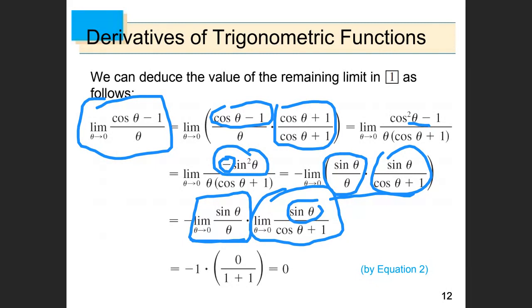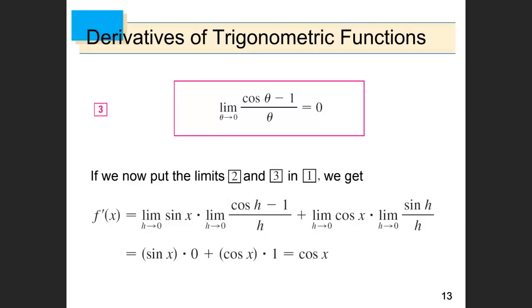0 over 1 plus 1, that is 0 over 2, which is 0. 0 times minus 1 is 0. There we go. It means we've shown that this special limit is equal to 0. All right. Now we can go back and complete our derivative, right? So here we've already shown that this is equal to 0.